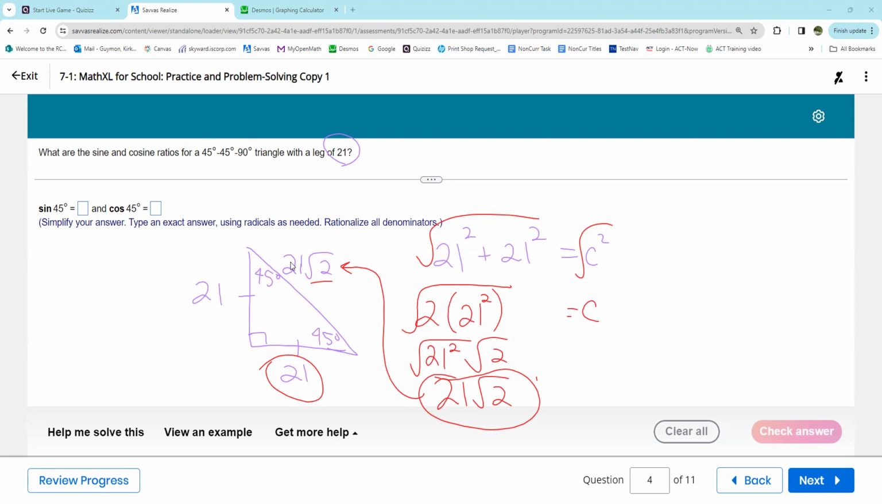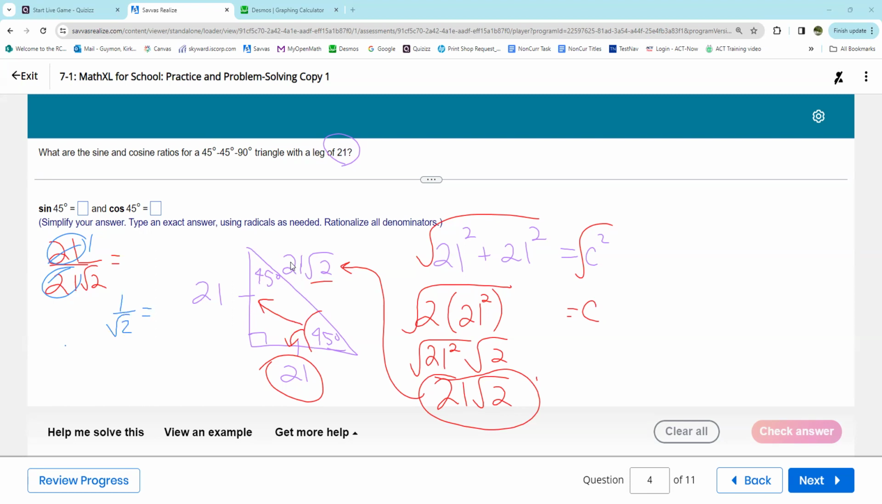So using that now, from one of your 45s, the opposite side is going to be a 21, and the adjacent side is also a 21, and then over that hypotenuse. So this sine and cosine, they're going to be the same. The 21 over the 21 square root of 2. And so really in any one of these, you're going to have the 21 divided by the 21, simplify, cancel, reduce out. Multiplying by 21, dividing by 21 undoes each other. So you have a 1 over a square root of 2.